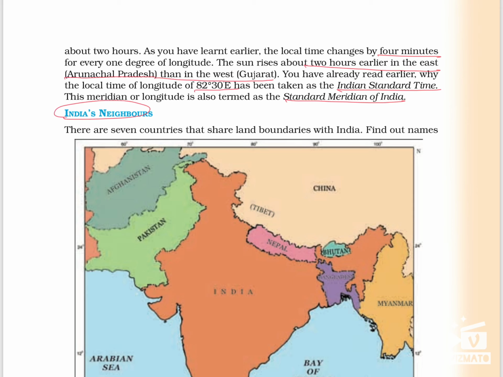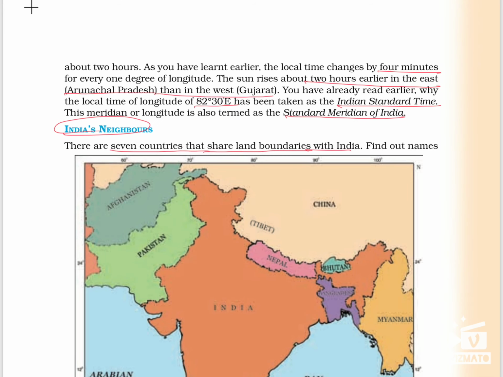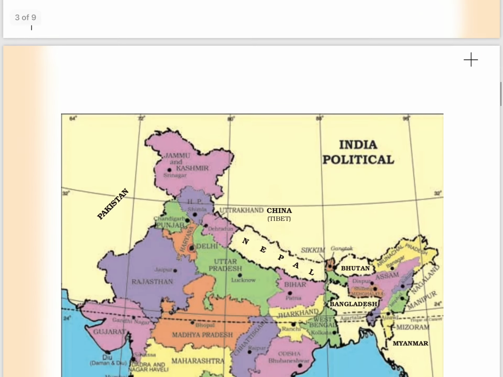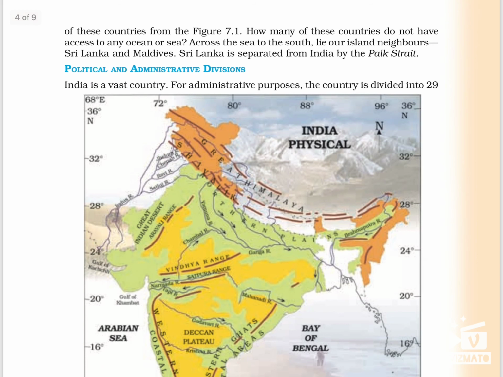Next, let's see Indian neighbors. So there are 7 countries that share land boundaries with India. What are they? Let's see. We have China, Afghanistan, Pakistan, Bhutan, Nepal, Myanmar. At the bottom we have Sri Lanka. So our island neighbors are Sri Lanka and Maldives. Sri Lanka is separated from India by Palk Strait.